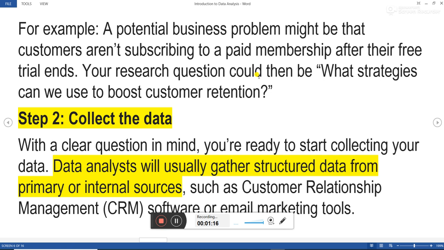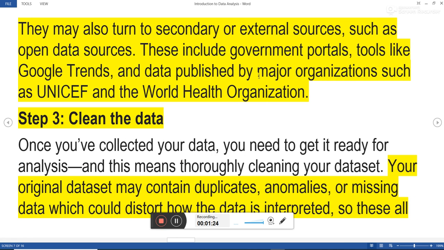The second step is to collect the data. Data analysts will usually gather structured data from primary or internal sources. They may also turn to secondary or external sources such as open data sources. These include government portals, tools like Google Trends, and data published by major organizations such as UNICEF and the World Health Organization. Step 3. Clean the data.